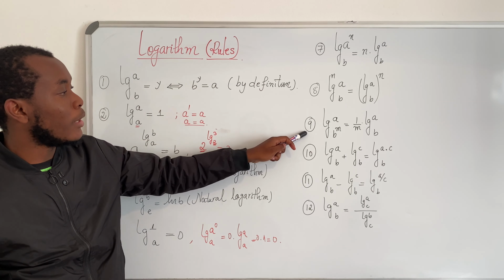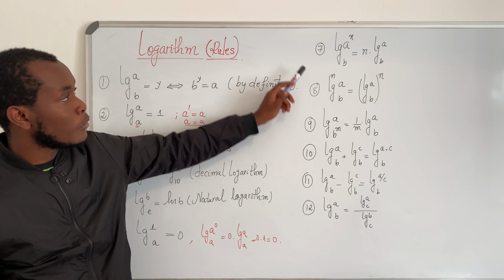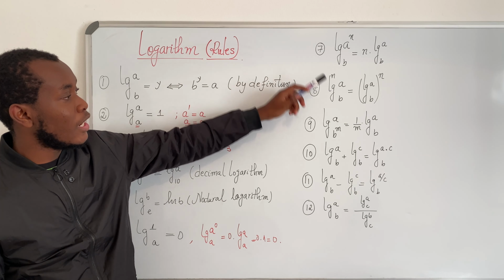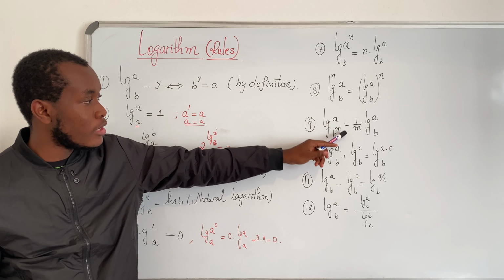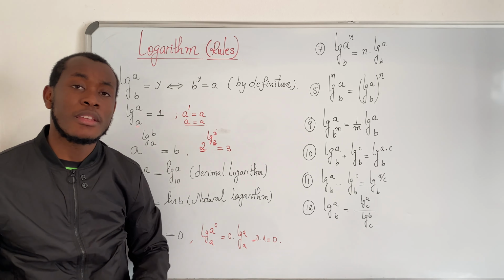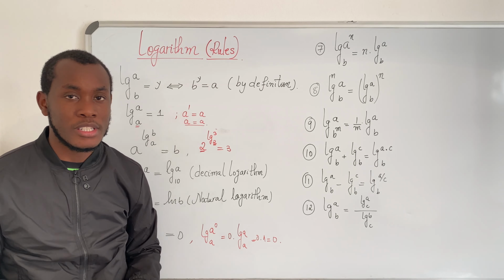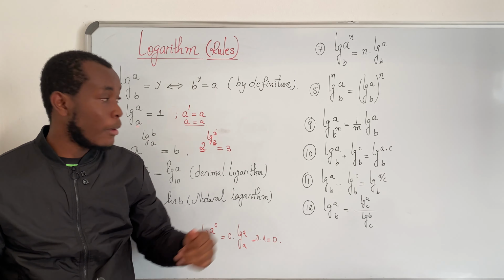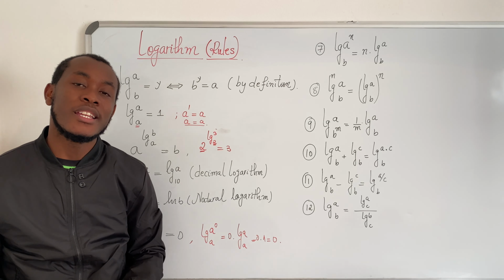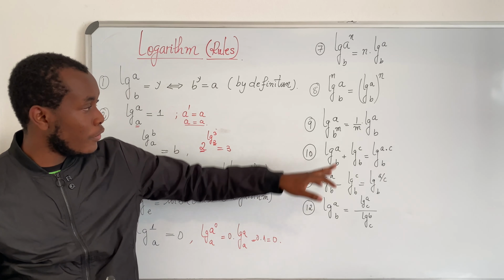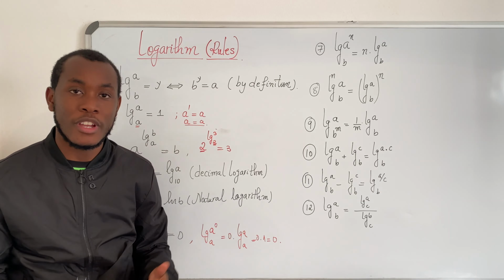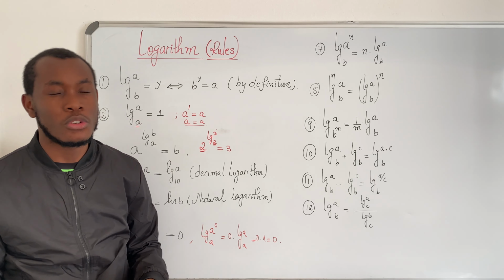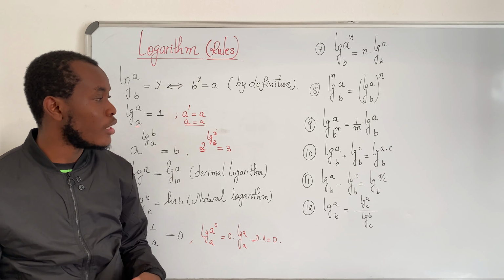Okay, rule number 9. Now compared to rule number 7, let's say the exponent is not in the argument, it is in the base. You can also send it to the front multiplying. But the difference is, in rule 7, you send n multiplying. But in rule number 9, you send the inverse of that number. So if it's m, it goes 1 over m. Let's say it's 3, it goes 1 over 3, and so on.